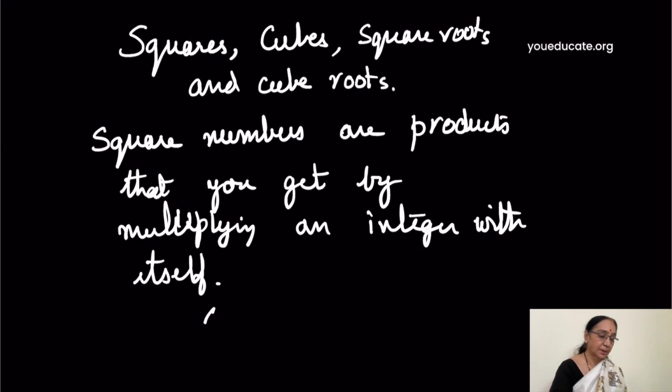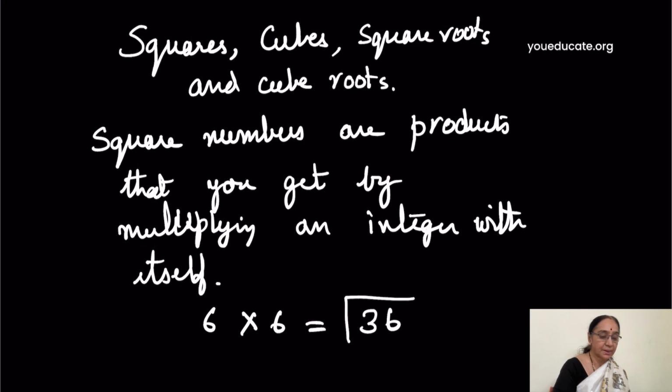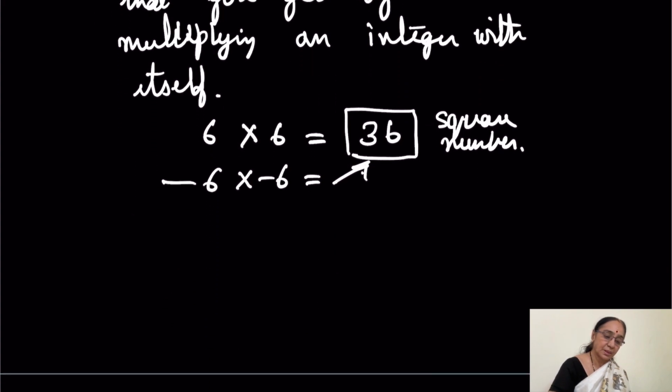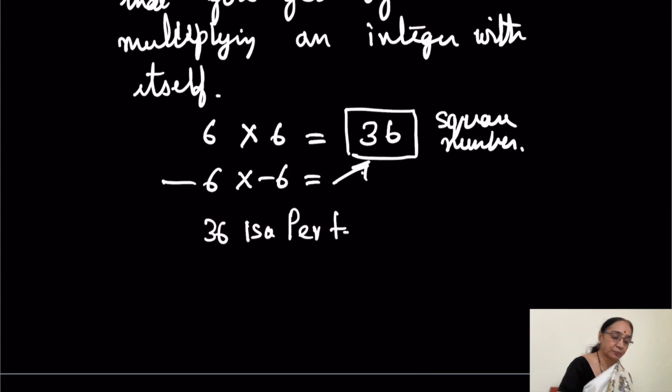So let me take an example. Say suppose I take 6. 6 multiplied by 6 gives me 36. Now 36 is a square number. Now what about negative 6 multiplied by negative 6? That also gives me 36, and 36 is a square number. It's also called a perfect square. 36 is a perfect square.